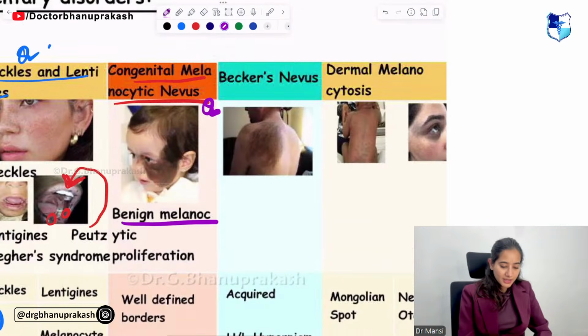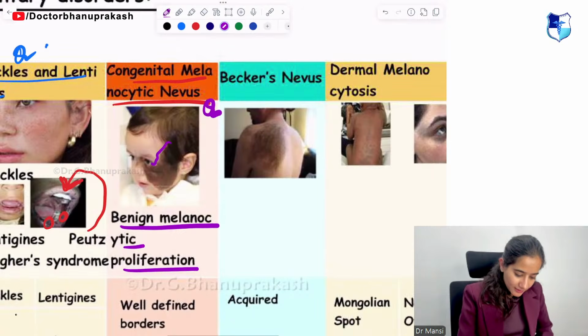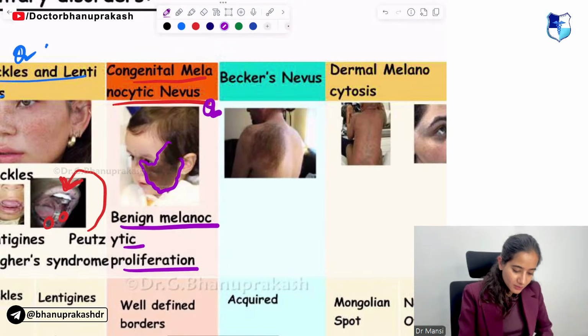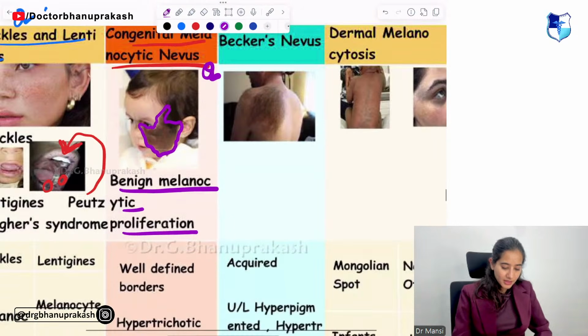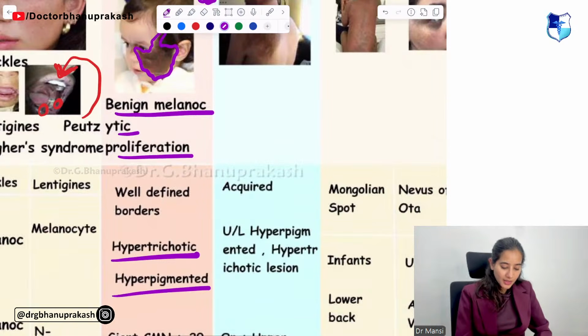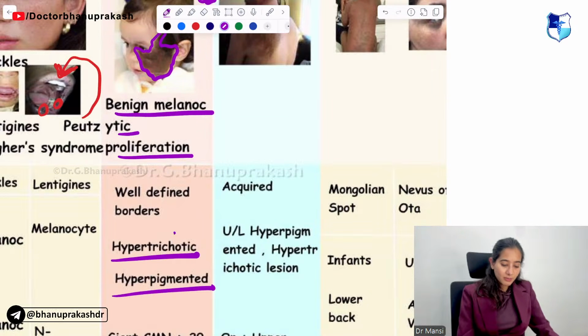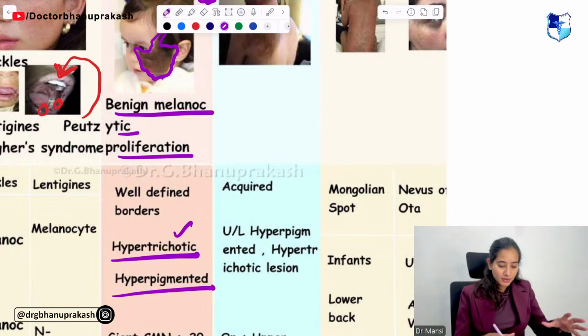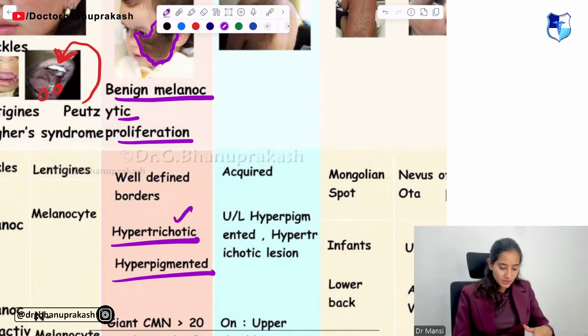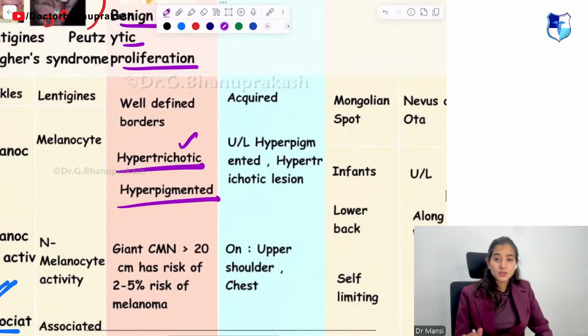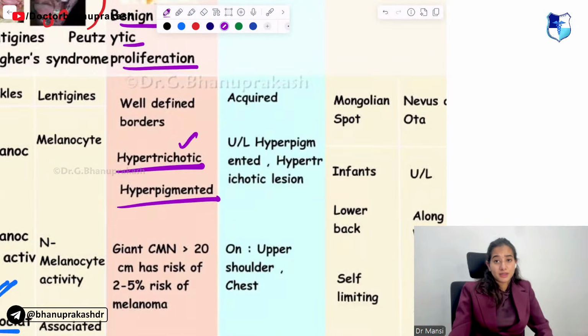This is a benign melanocytic proliferation. It has well defined margins, and it will be hypertrichotic and hyperpigmented, so more melanin production is there. There will be a lot of hair on that particular area within those well defined margins or borders. So there is a risk of melanoma in the patient.